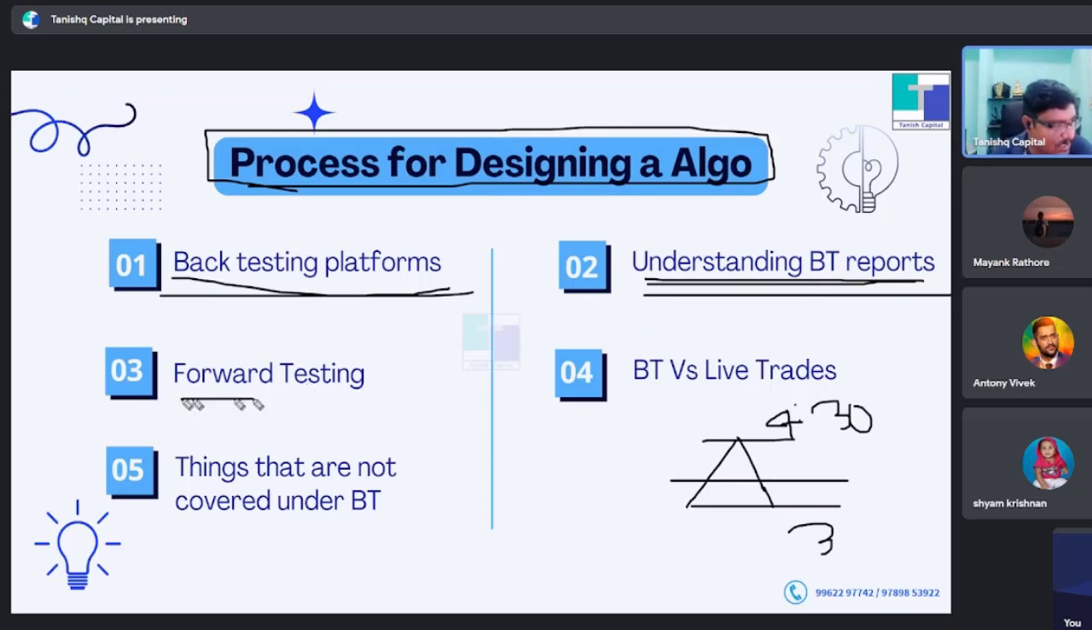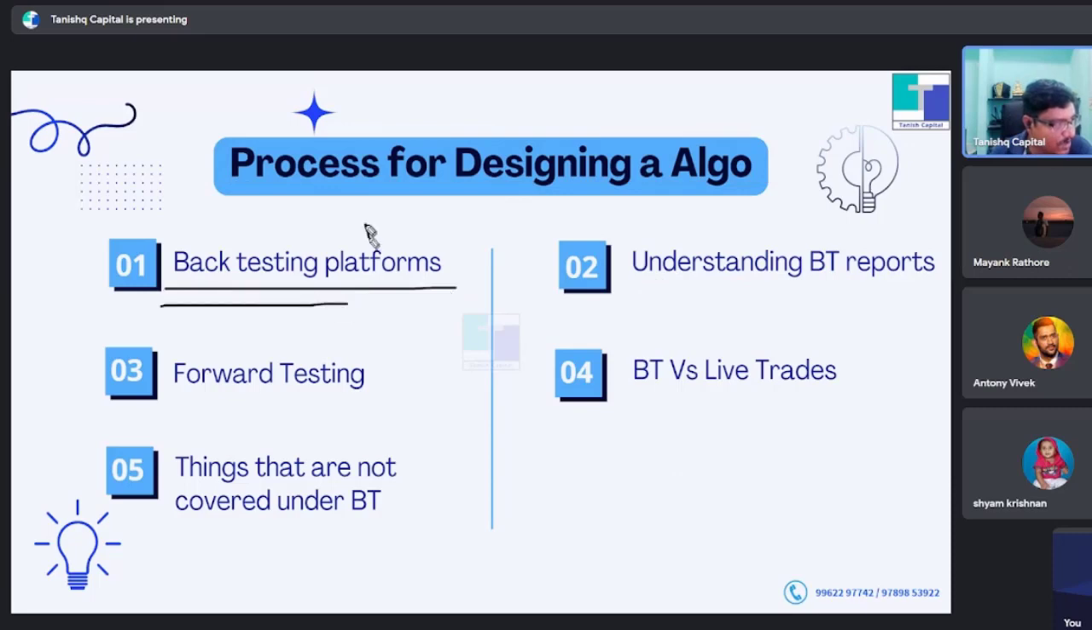Then forward testing. Generally, how I do it is very simple. Backtesting I do only for max drawdown. That's it. And whatever max drawdown it is showing, max DD, I will keep, because I generally said I'm a very conservative guy, right? So what I do is I keep max drawdown times 2 as my real drawdown. That's it.